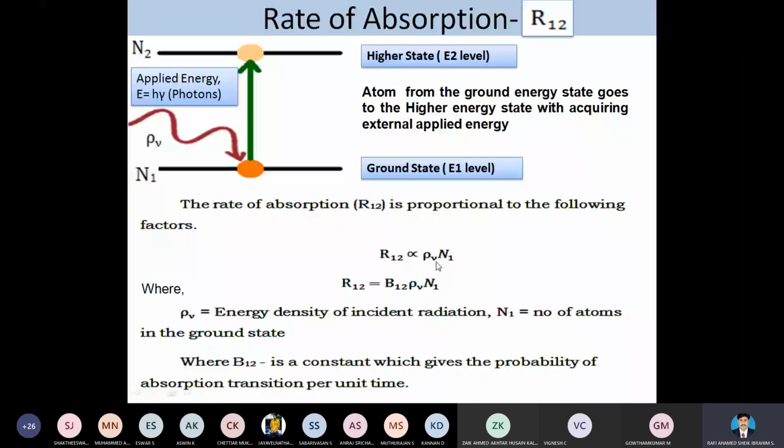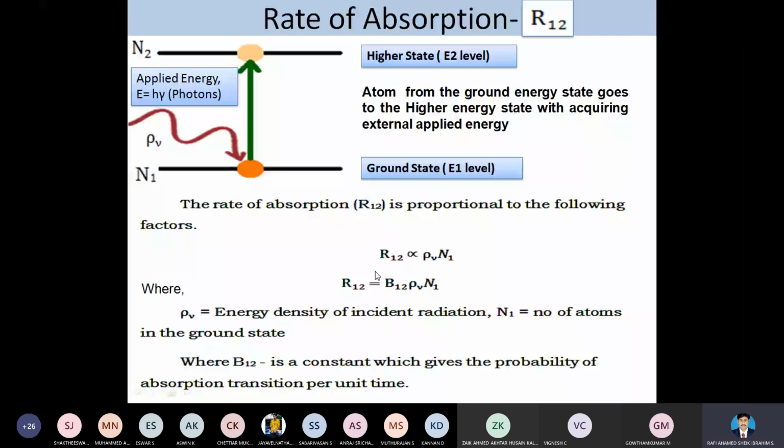We have to see the location of the atom, and from there we can write the condition. So now the atom is in the ground state, which is why I am mentioning the symbol N1. Second, I have to remove this proportionality and introduce a proportionality constant. So I am using the constant B, which is the Einstein constant.